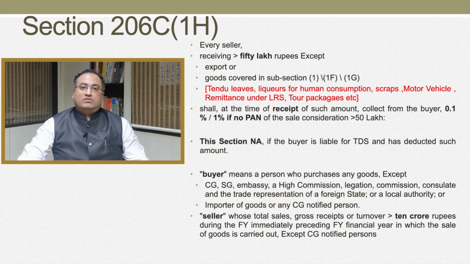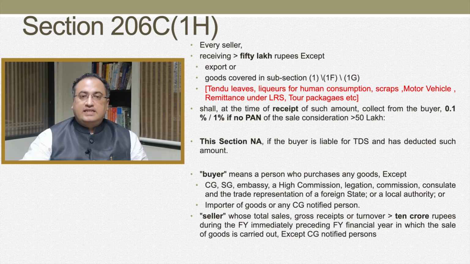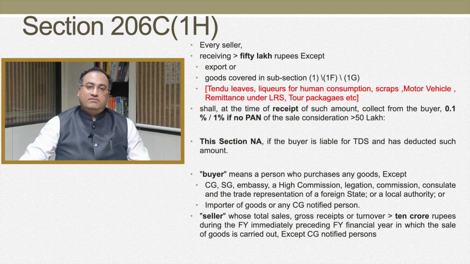Starting with section 206C subsection 1H, it basically states that every seller receiving more than rupees 50 lakh from any buyer, except in case of an export or in case of goods covered under subsection 1, subsection 1F or subsection 1G of section 206C. What are these sections? These basically relate to tendu leaves, liquor for human consumption, scrap, motor vehicle, remittance under liberalized remittance scheme, tour package, etc., in which a separate TCS regime has been prescribed under these sections. So they are out of the purview of section 206C subsection 1H.